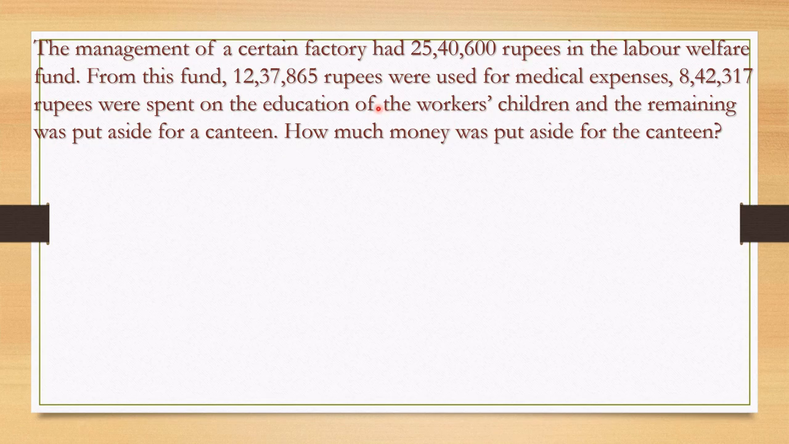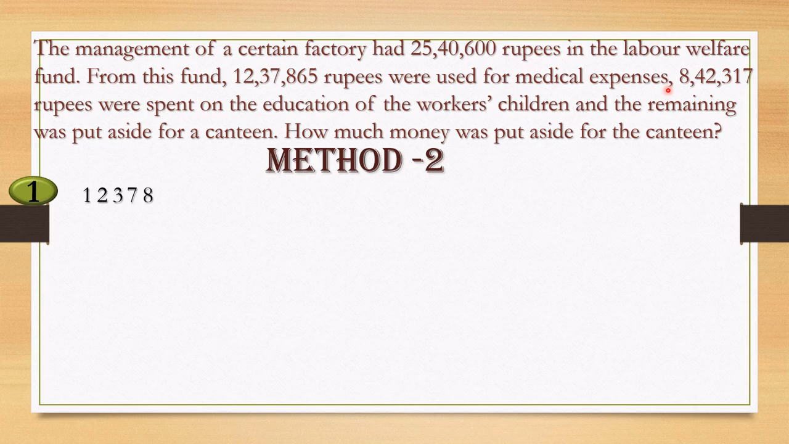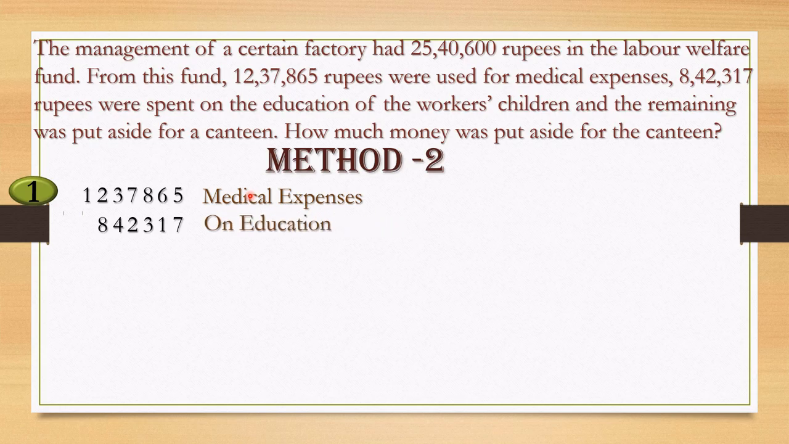Okay, now we will follow method 2. In this method, what we do? We add the amount used for medical expenses and the amount used for the education for workers' children. Correct? We will go for the first step, that is 12,37,865 used for medical expense plus 8,42,317 used for education. Okay, we will add these two.